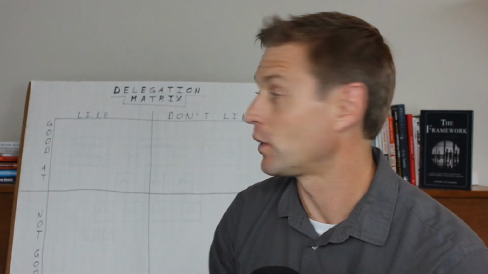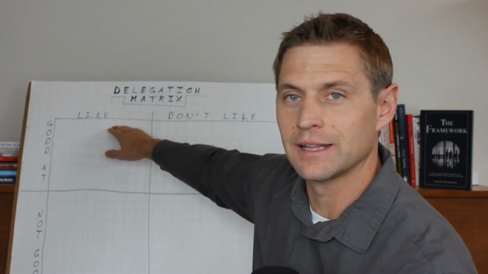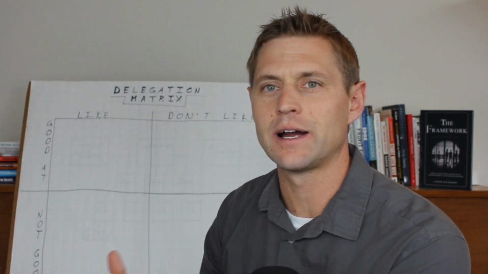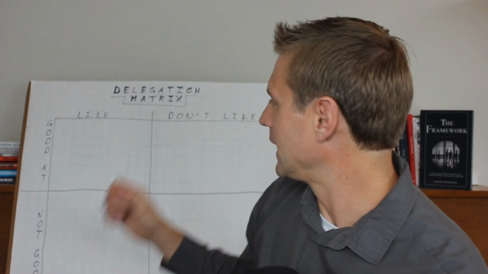And so the delegation matrix looks at it this way. On the top, we have like, don't like. You can grab a piece of paper and just write this. Things that you like, things that you don't like, things over here, things that you're good at, and at the bottom, things that you're not good at. And so pause the video again if you need to, and take your list and categorize into those four columns, into the matrix. And then once you have it into the matrix, here's what we do with this information now.